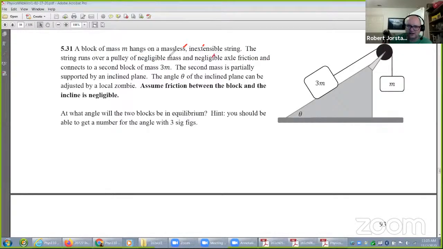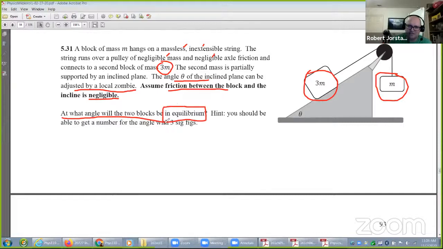All right, that stuff's not that important, but it is worth noting a couple of times as we get started. Those things right there all matter. So mass M is right here, and then we've got a second block of mass 3M right here. And the angle theta can be adjusted, and friction is negligible. Okay, so I see what we're doing here. It says, at what angle will the two blocks be in equilibrium?